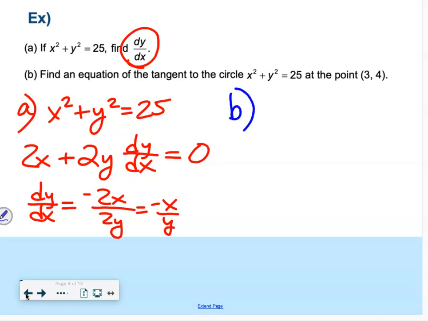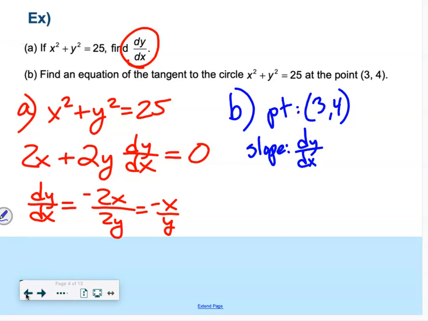What two things do we need for a tangent line? Okay, we need a slope and we need a point. Do we have a point? Yes, it's (3, 4). So now we need a slope. What gives a slope? The derivative, right? So for our slope, we're going to use our dy/dx.